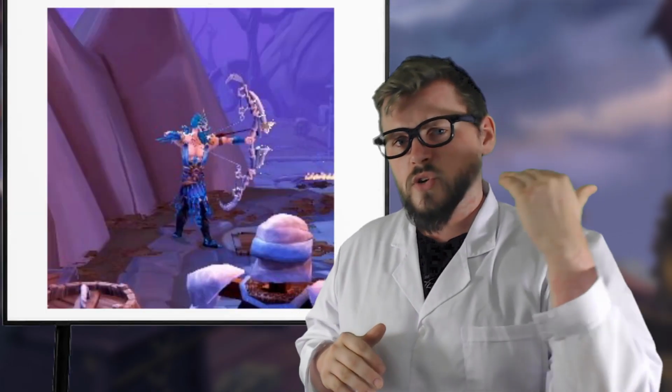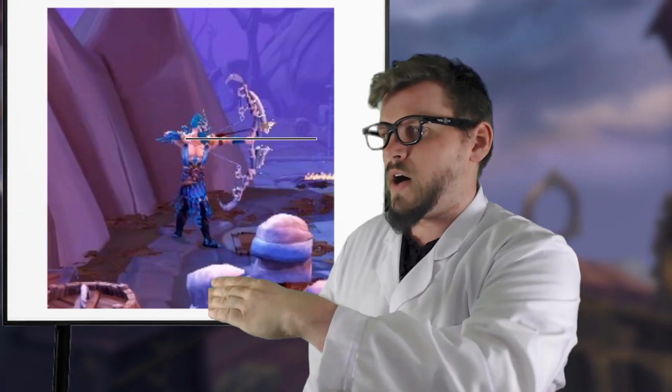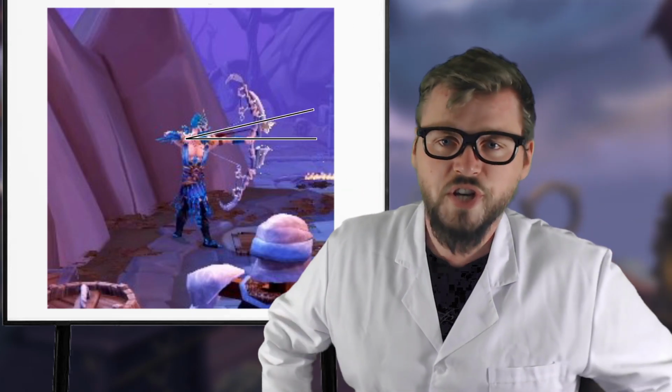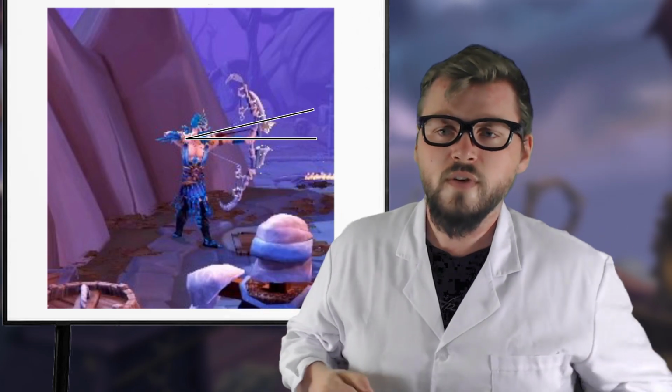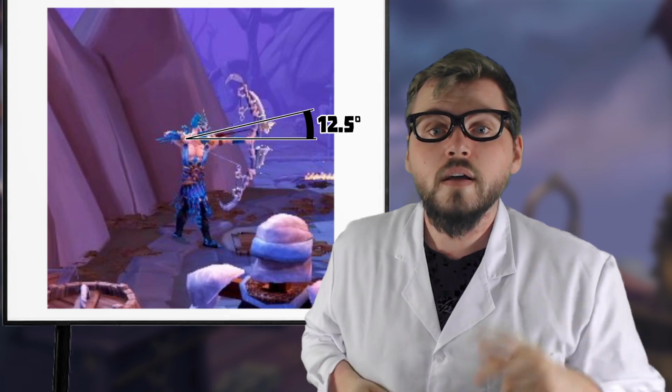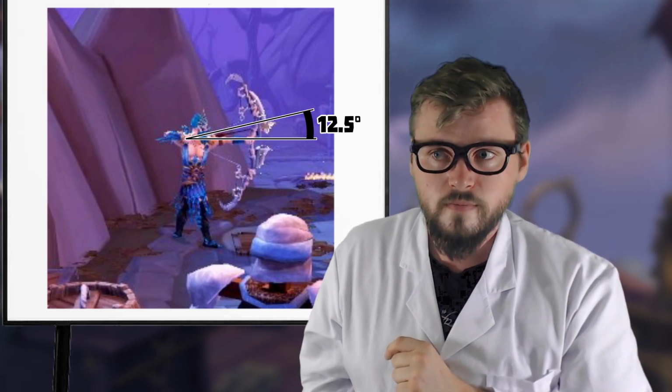Now, for the angle that the arrow released at, for this I took the first frame and drew a straight line along my guardian's perfectly horizontal arm and another along the arrow's trajectory. I printed this off, used a protractor, and we found that the angle of release is 12.5 degrees.